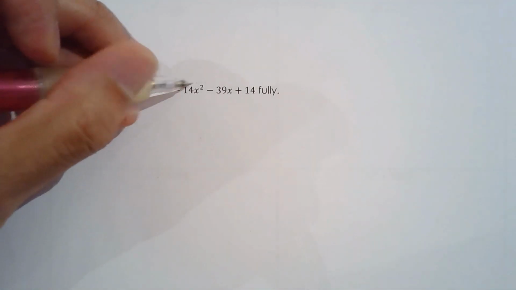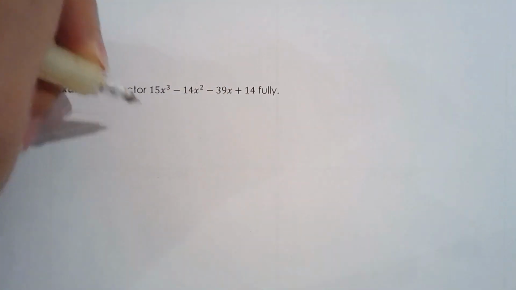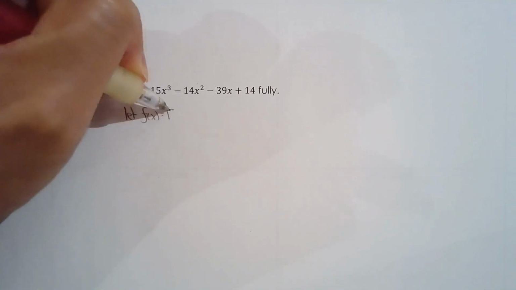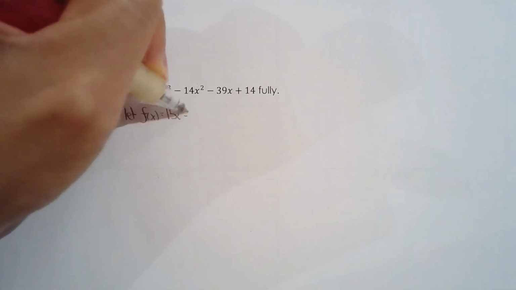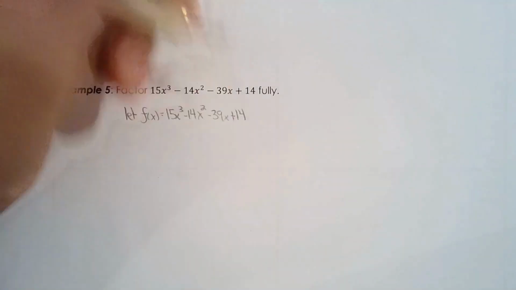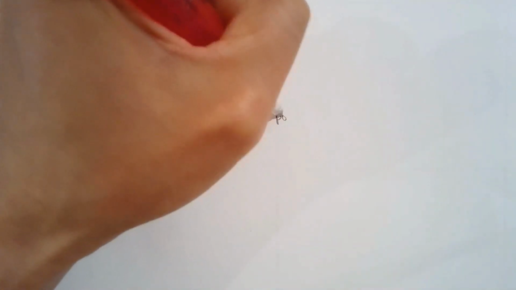15x cubed minus 14x squared minus 39x plus 14, fully factor it. So I'm going to first of all use function notation to help me out. Let f of x equal 15x cubed minus 14x squared minus 39x plus 14. I'm going to write down the possible zeros one more time, but when you look at the homework solutions, I don't write it down.